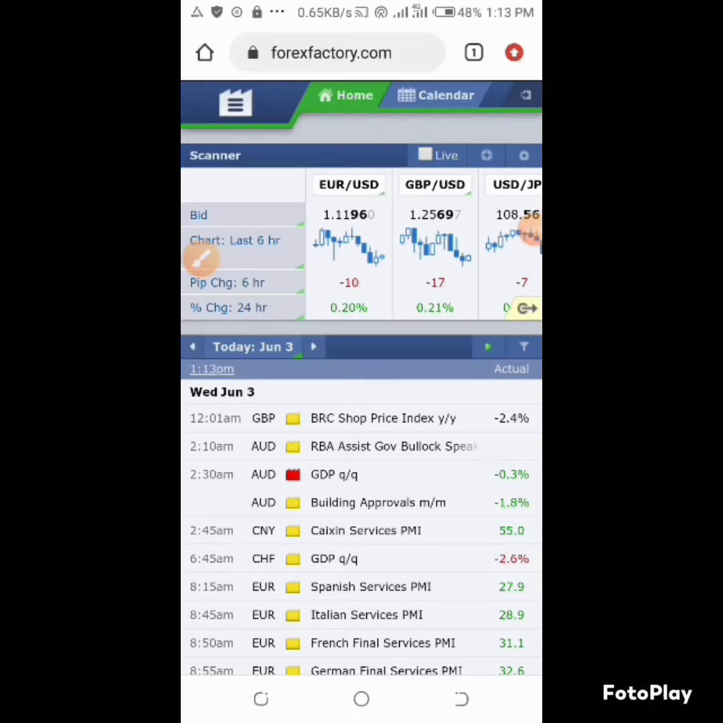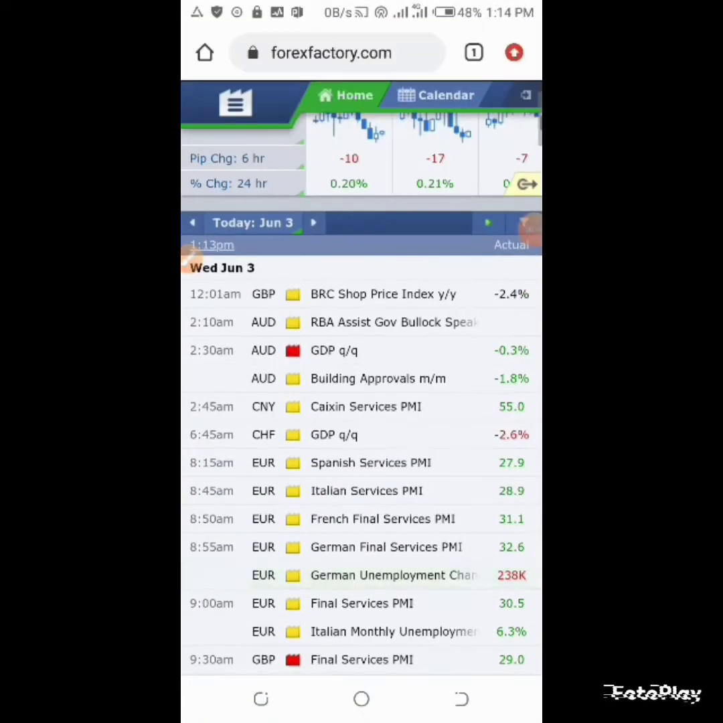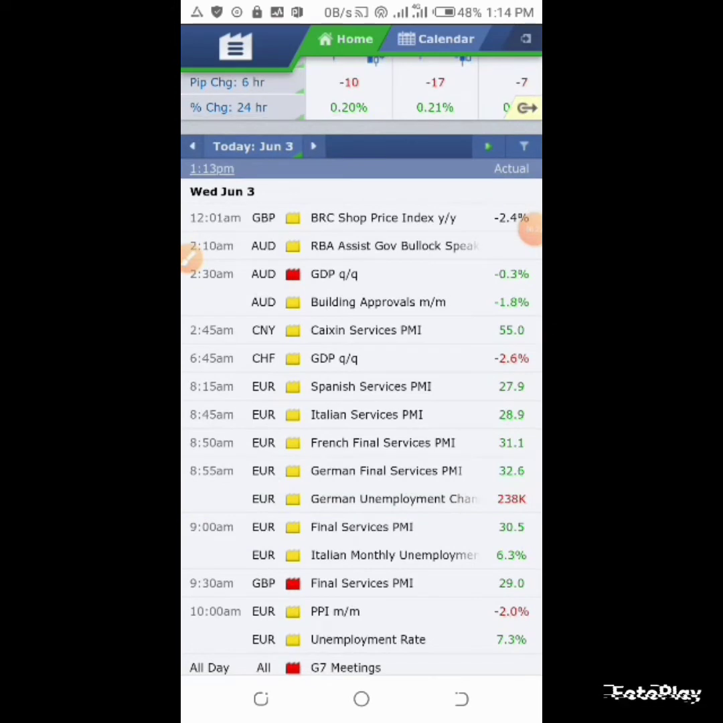I want to explain to you guys how to use your forexfactory.com website to access your news, and then know how to trade them. You see, on Forex Factory there are three types of news. We have high impact news, medium impact news, and low impact news. The news with these folders by their side looking red are the high impact news.